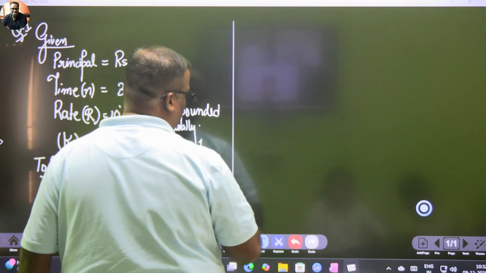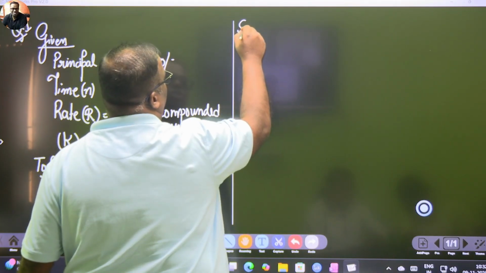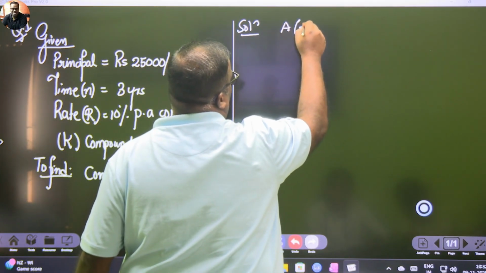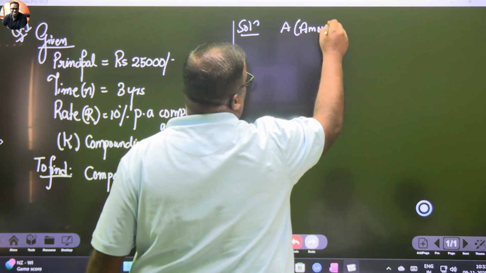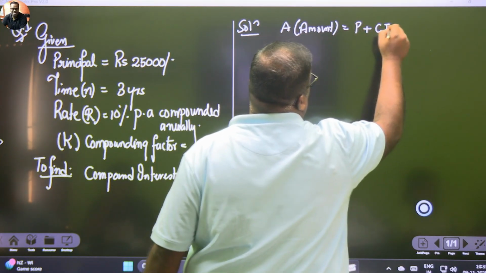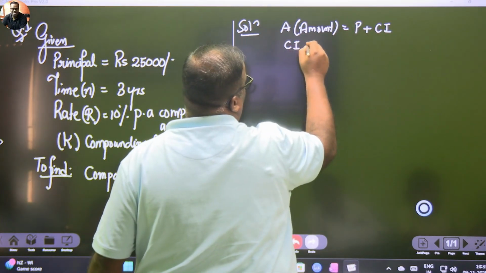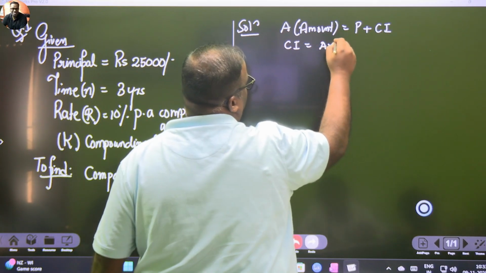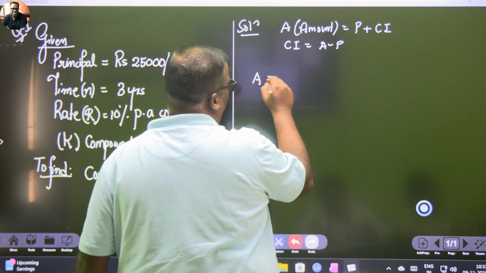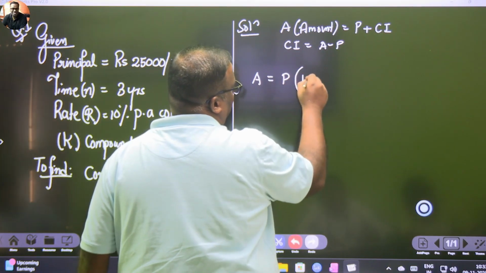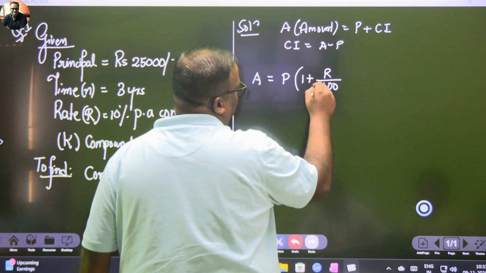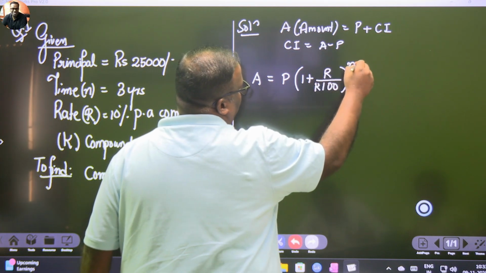My solution starts from here, and I write solution. Amount A. I write A, my amount, is equal to principal plus compound interest. So compound interest should be equal to A minus P. P I know, A I need to find out. And A is found out by the formula P into 1 plus R by 100. Instead of 100, I'll put a K out here, to the power NK.